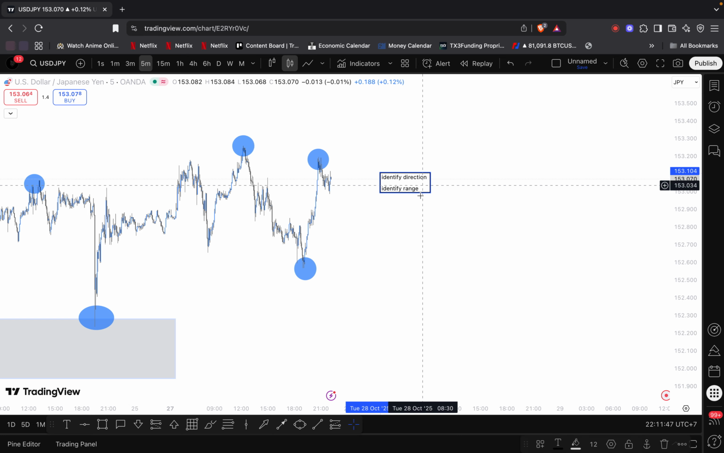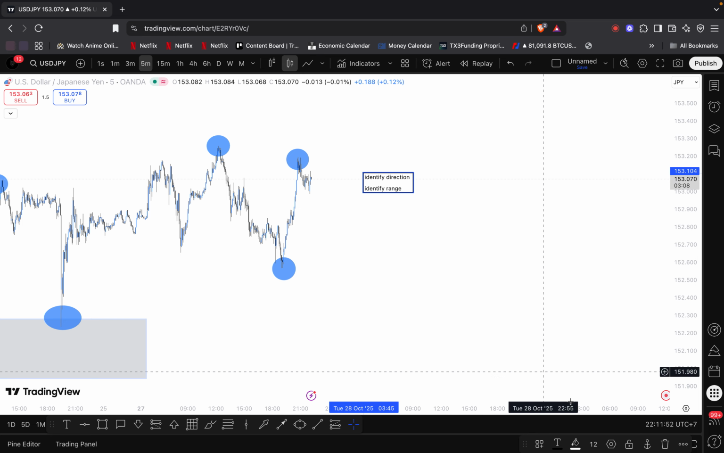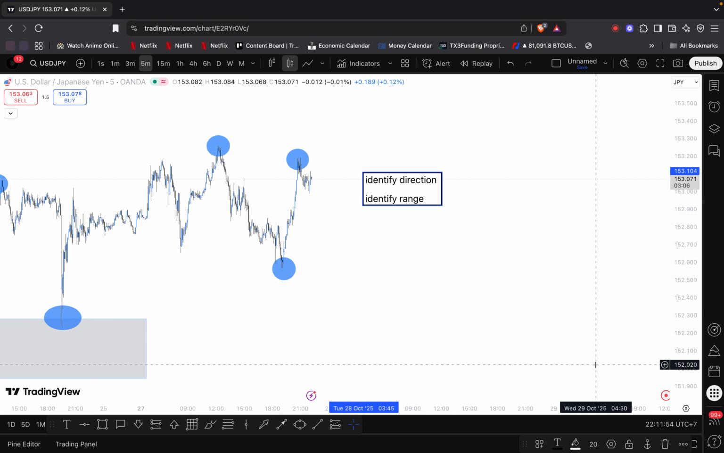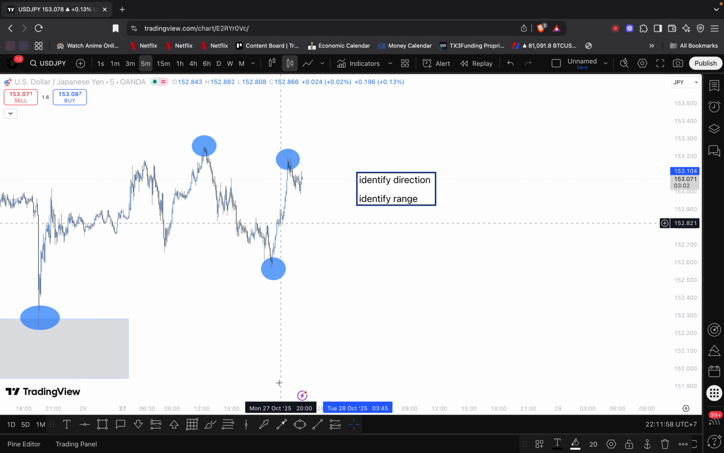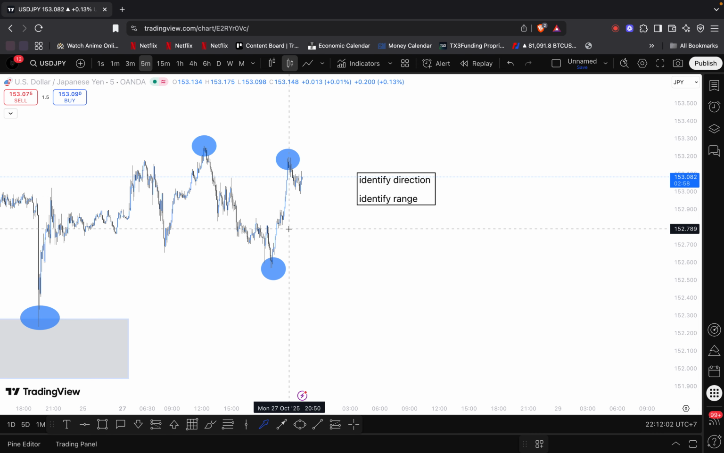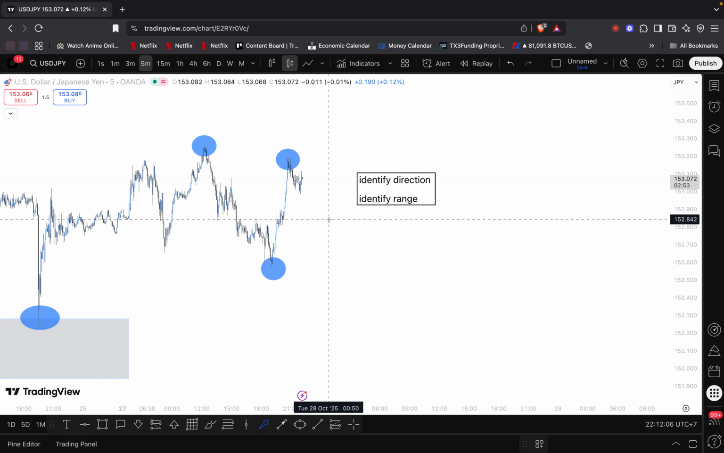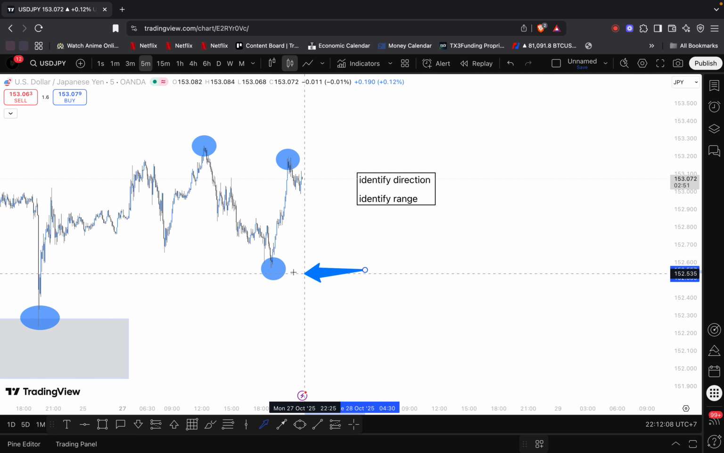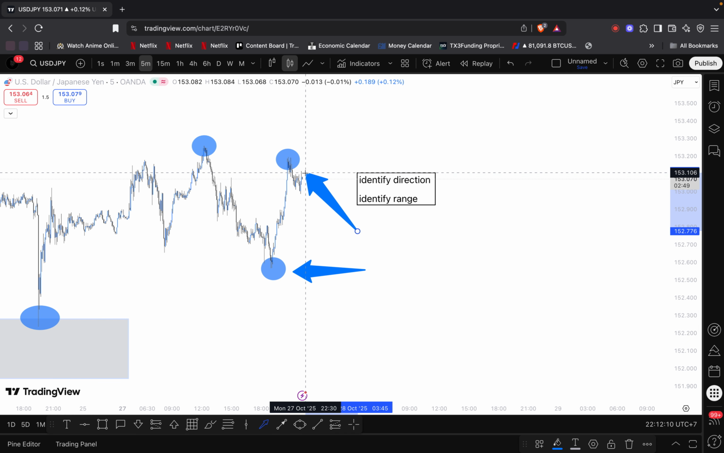All right, so we're on the second step. The first one was identify direction, right? Let me just zoom this in so you guys can see it. Identify direction at the top. We did that. Identify range, which we're doing now. Our range is our 2 pieces of market structure, our current high and low that we're in. Our current low is here and our current high is here. So that is our range, right?